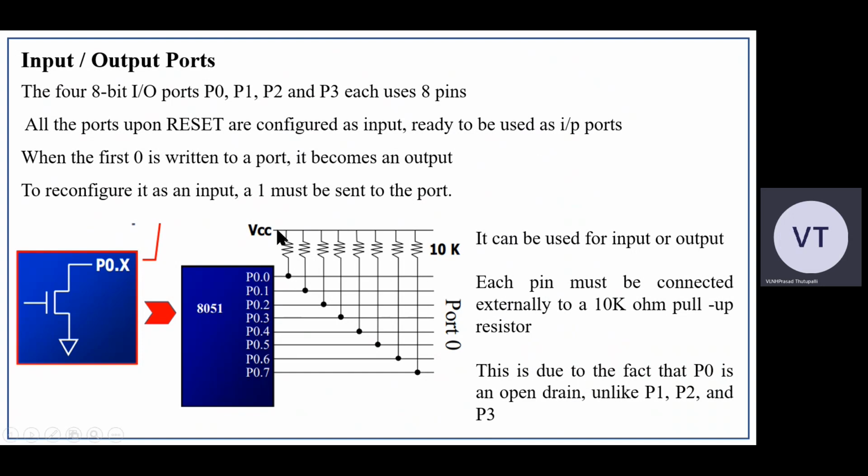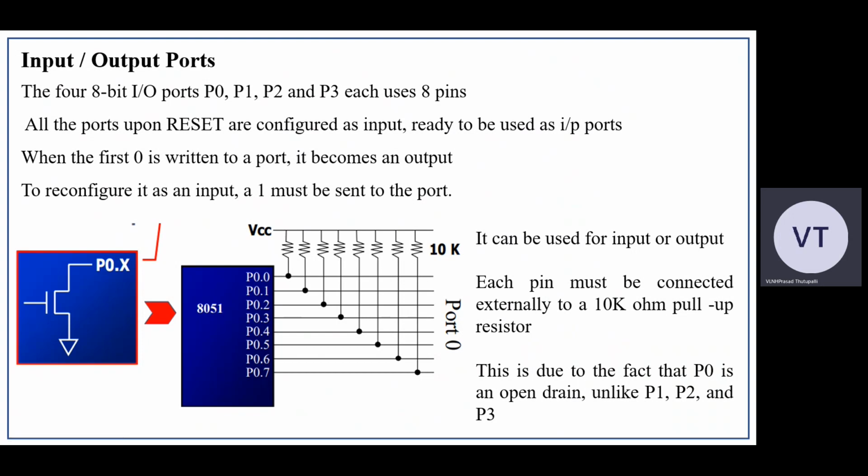Okay, port zero should be connected to pull-up resistors, because that is open drain, which means each pin is connected to an open drain field effect transistor. It means the drain is open circuited. Like P1, P2 and P3, they are not open drain.